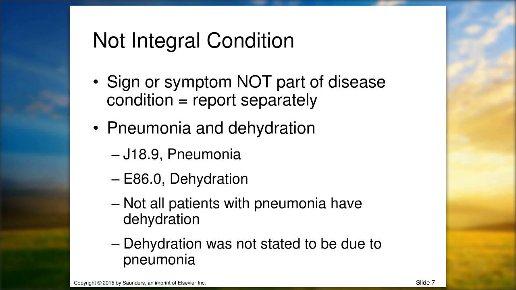Not an integral condition. Page 82. You have 2 examples, not an integral part of a disease process. This is where the sign or symptom is not part of the disease condition, so you would report it separately. So if you have pneumonia and dehydration, the pneumonia is coded first, and then the dehydration. Not all patients with pneumonia have dehydration, but the dehydration was not stated to be due to pneumonia. If it was specified due to pneumonia, then it would be considered an integral part.